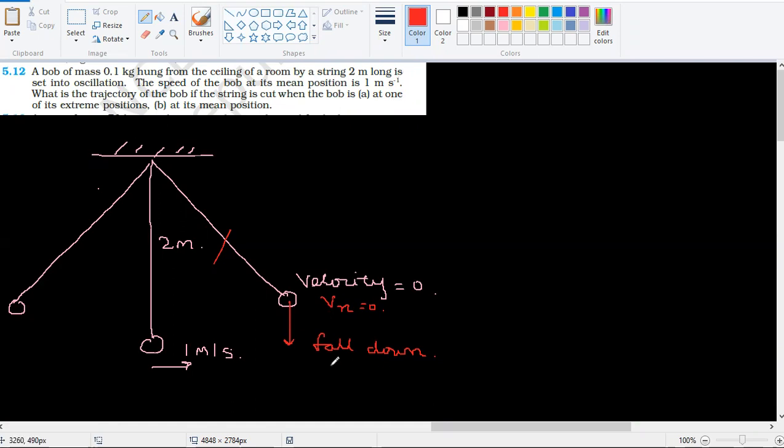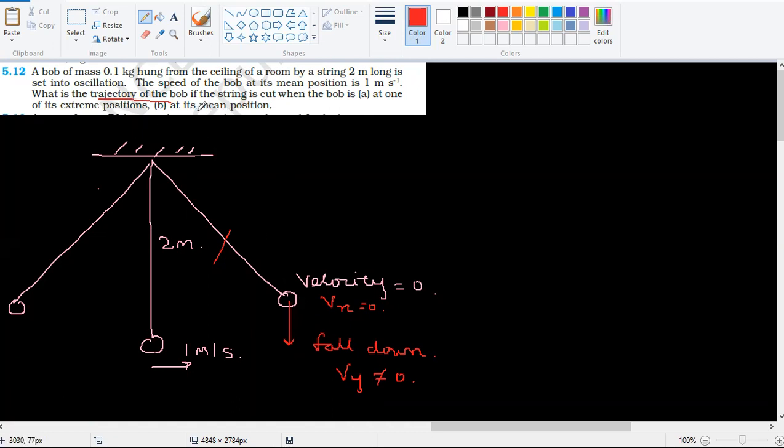Vy will not be 0, because it will fall down. So Vy is equal to u plus at. They didn't say the time, so they are simply asking the trajectory. That means it's going to fall down linearly downwards.